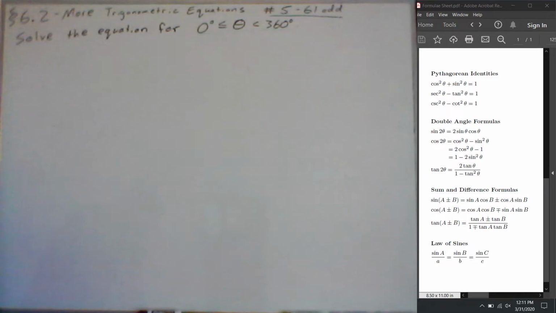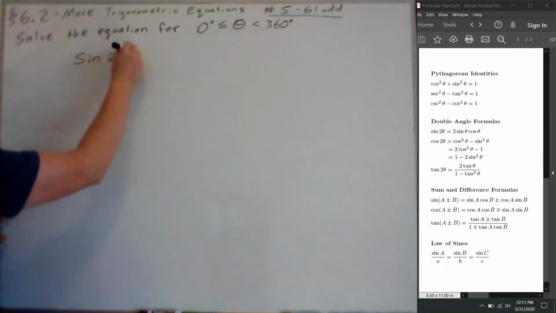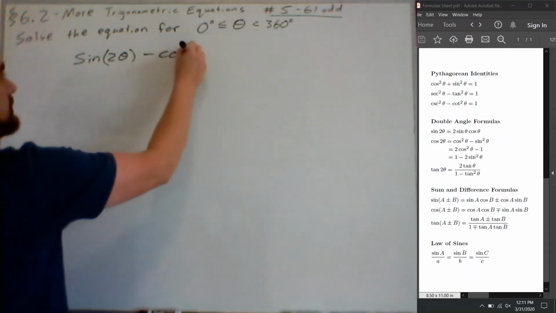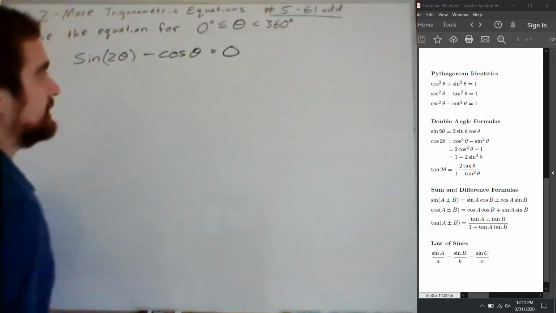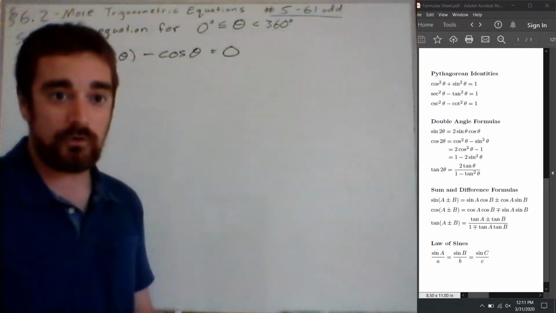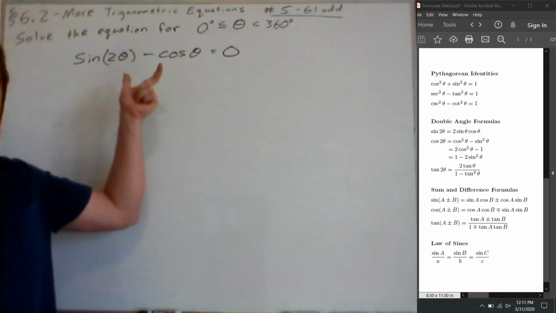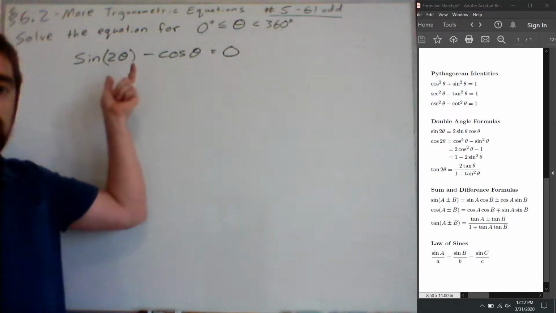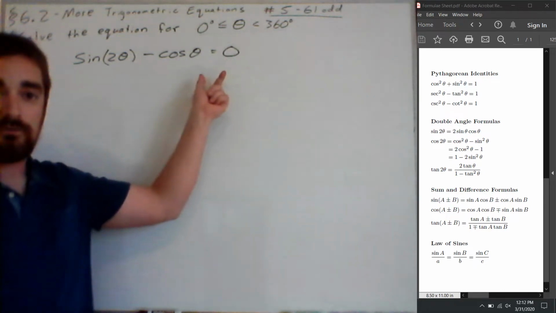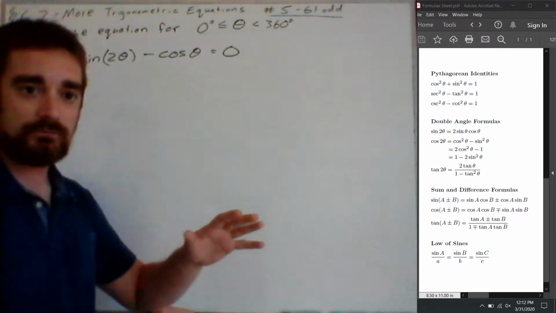If we look at something that is a little different, let's say we have an equation of the form sine of 2 theta minus cosine of theta is equal to 0. Let's say we have an equation that's in this form. Now, right off the bat, ew, double angle, right? So what we want to do is rewrite this double angle so that we're always solving for theta. I don't want to solve for theta while simultaneously solving for twice theta. Right? There's too much going on there.